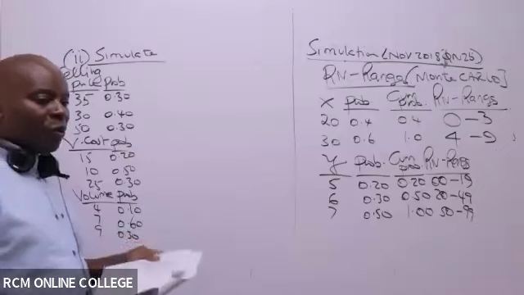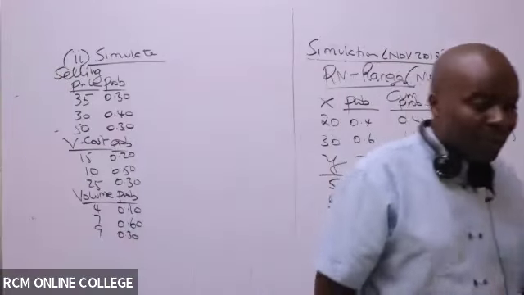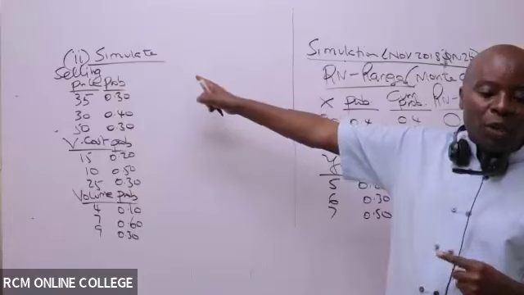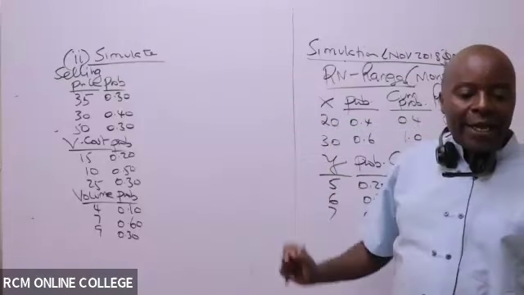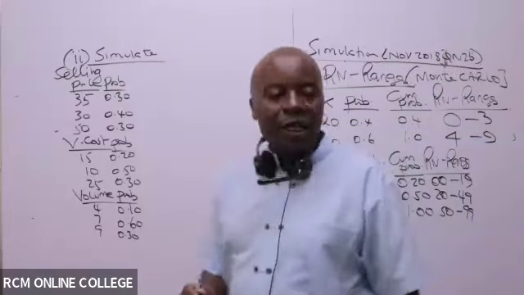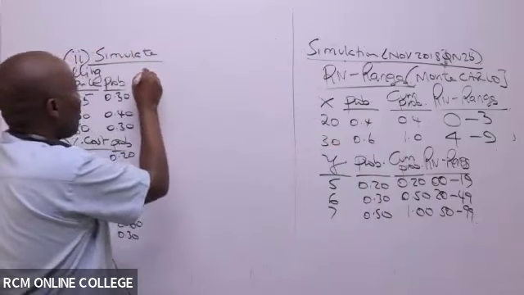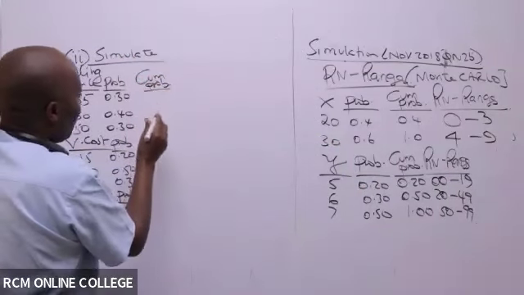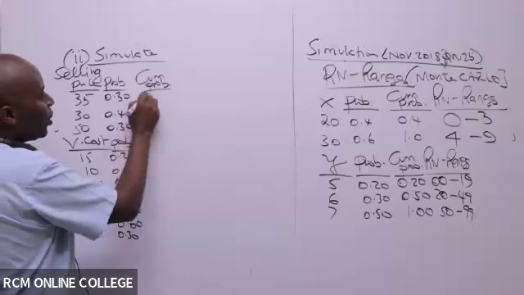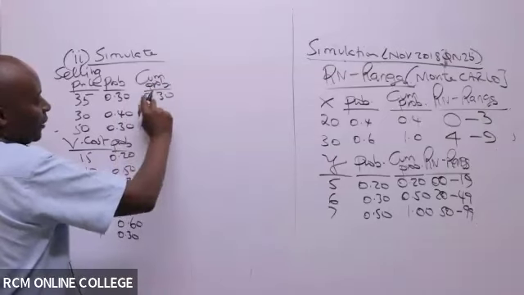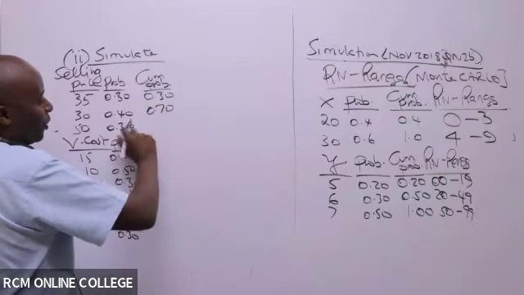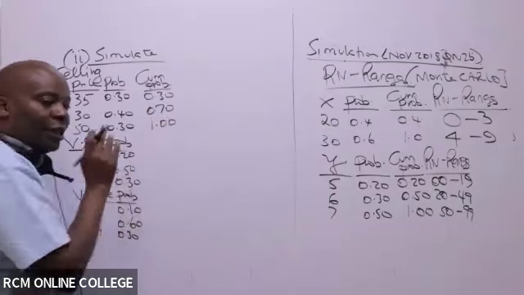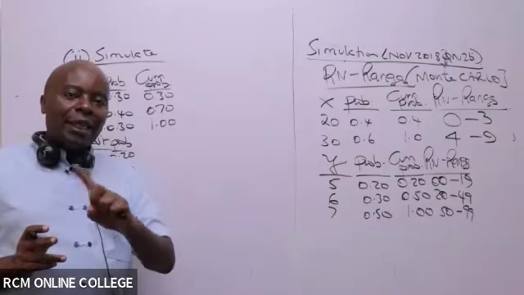Now, ladies and gentlemen, once I identify the probabilistic variables, the next thing is to find the cumulatives. So give me the cumulative probability. We are accumulating downwards: 0.30, this plus this is 0.70, this plus this will be 1.00. Remember, the variables are supposed to be independent.